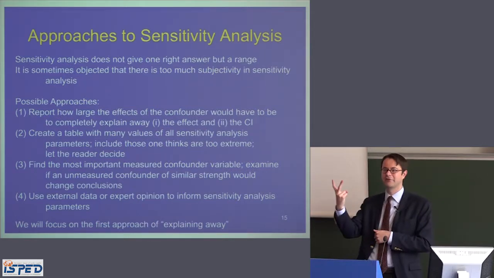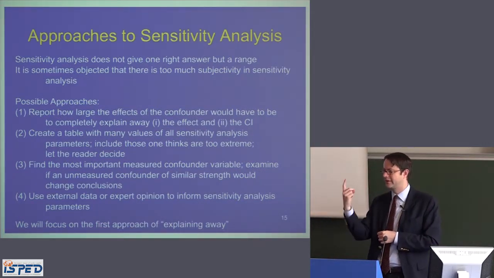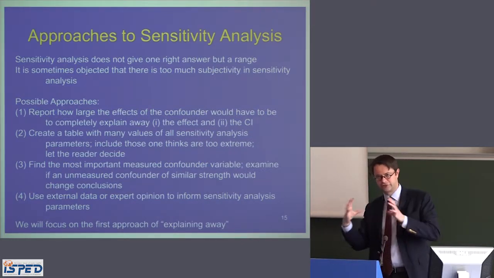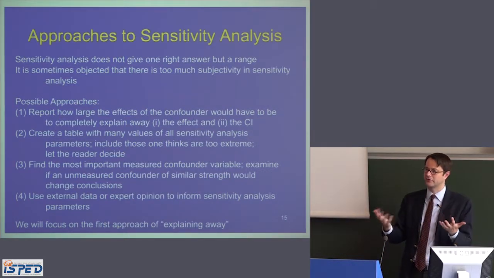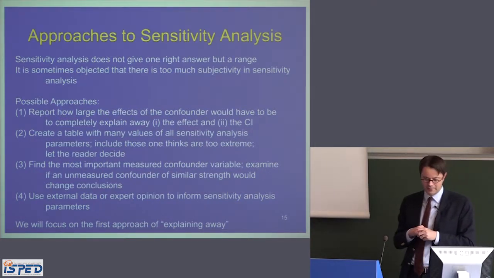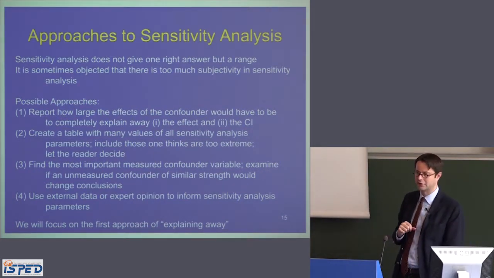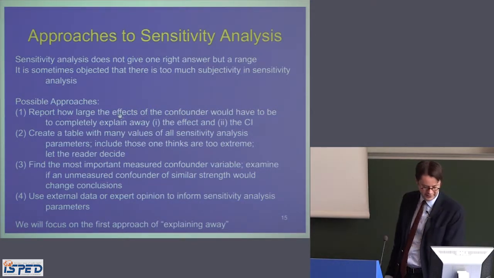Report two pieces of information. How large would the parameters have to be to explain away the estimate? And how large would the parameters have to be to shift the confidence interval to include the null? And I think if we provided that sort of information, the reader would have a much better sense as to how robust associations are to unmeasured confounding. And that's what's going to motivate and even define this metric of the e-value. So for the rest of the presentation, we'll be focusing on this first approach.